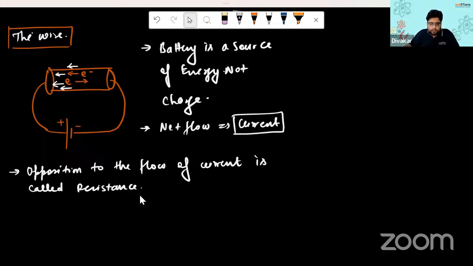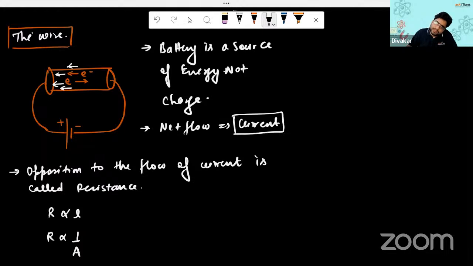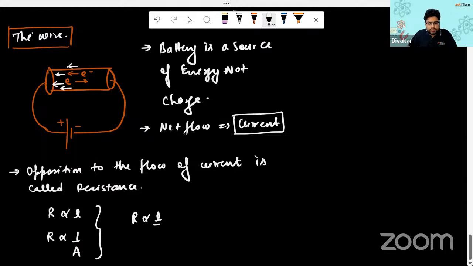When we try to figure out on what factors this resistance depends, we got to know that R depends on L. The longer they move, the more will be the collisions. Common sense. R is inversely proportional to area. The larger the area they have, the more freely they can move, more mobility. So less resistance, less collisions. When you combine these two, you get R proportional to L by A. And whenever you remove the proportionality sign, as all of you know, we introduce a constant. So the constant here is rho: R equals rho L by A.